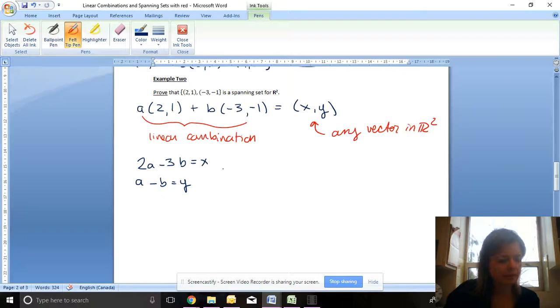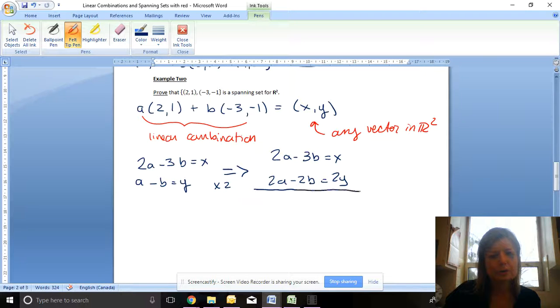Okay, so from here, we can do some elimination. So I'm going to leave the 2a minus 3b the same, but I'm going to multiply the second equation by 2, to get 2a minus 2b equals 2y. So now when you subtract one equation from the other, the a's cancel out, and I get negative b equals x minus 2y. Now, if you rearrange this, you get that b is equal to negative x plus 2y.